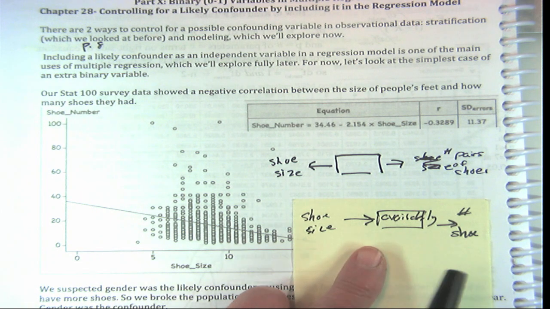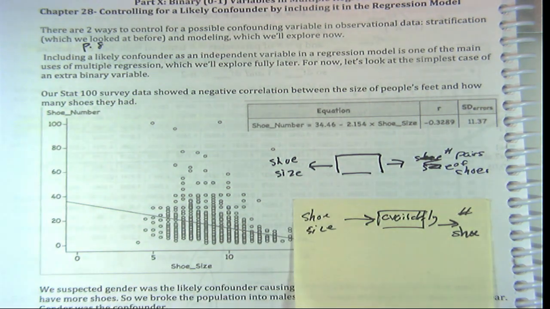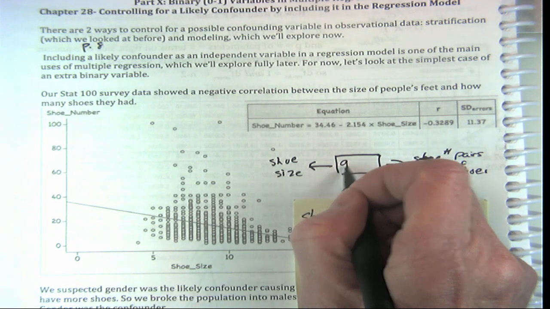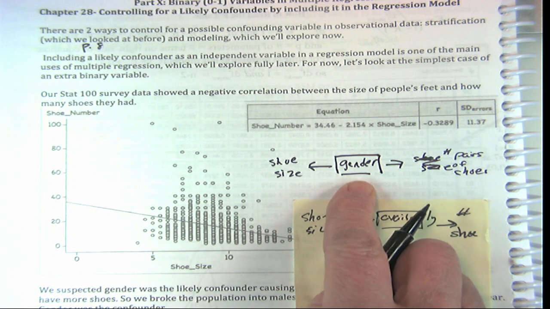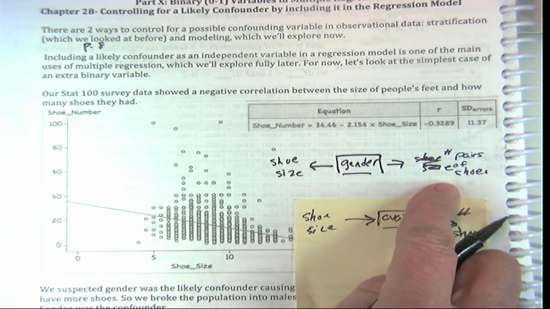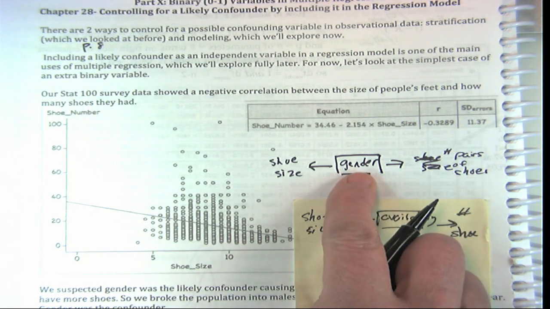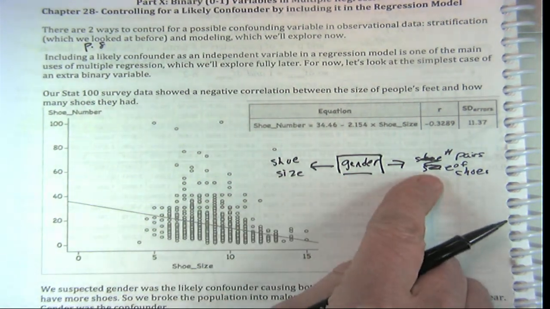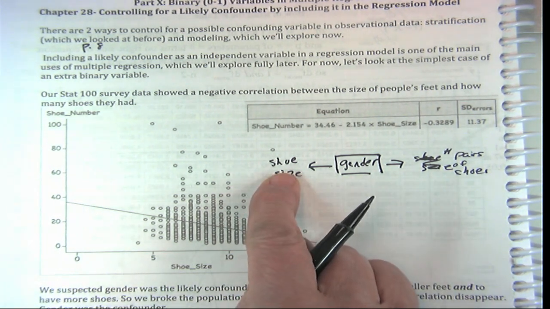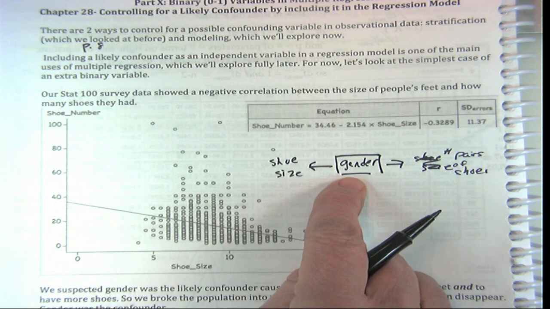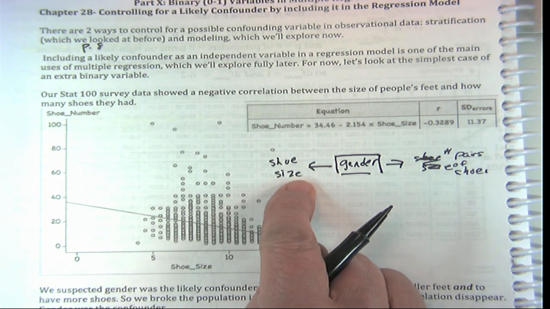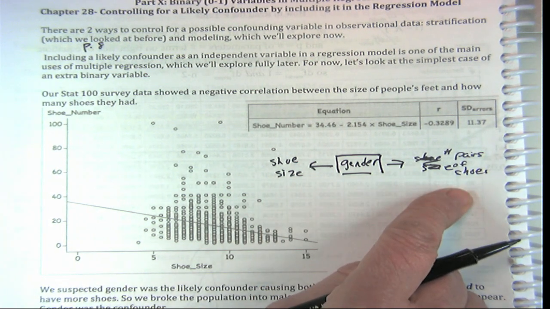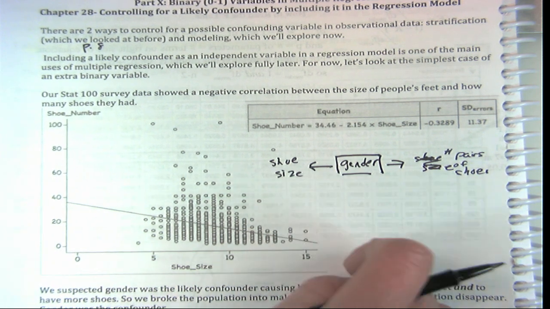Great. Can anybody think of a confounder that would fit in there? Gender. Yes, gender would be a great confounder. Generally speaking, girls probably buy more shoes and have smaller feet, so gender comes first. Whichever gender you are could cause you to have bigger or smaller feet, and cause you to buy more shoes. In this culture or in the data that we're seeing, that could be a confounder.